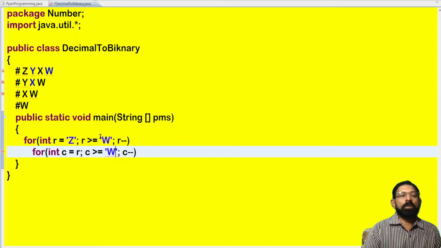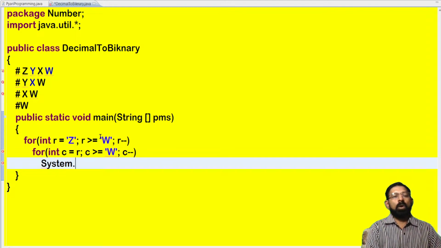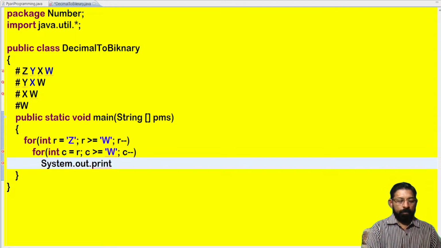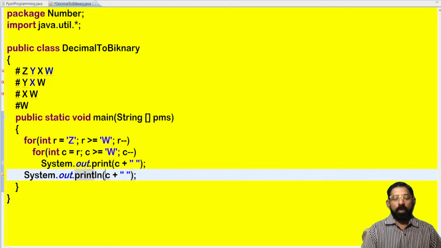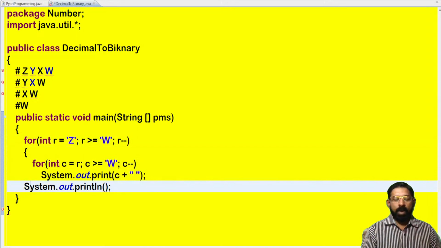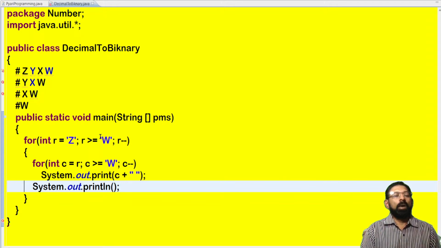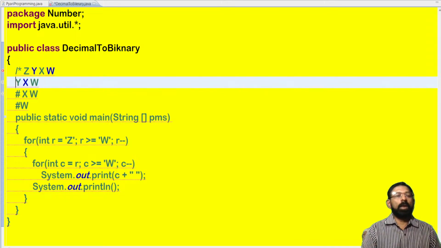Then inside this, I think the space I have given over here is not required. Then inside this, I will say System.out.print. Within parenthesis, what will I display? I will display C plus space semicolon, and I will display println. So I will say System.out.println, where I don't need this one. I need a curly bracket over here, so I'm putting a curly bracket, and I'm just making this a remark statement because it is going to generate an error at the time of execution.